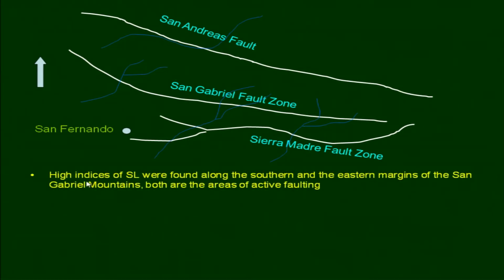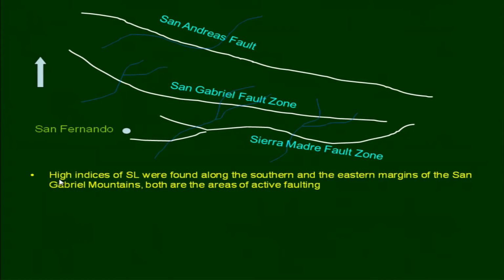So what it shows is high indices of SL. The white lines are all your faults, and the blue lines shown here are the channels which are crossing the faults. Of course this is just a sketch, not with the detail of the sinuosity and all that, but they picked it up to show that wherever they are crossing, the SL index was different, and the reason we will see in the coming bullets.